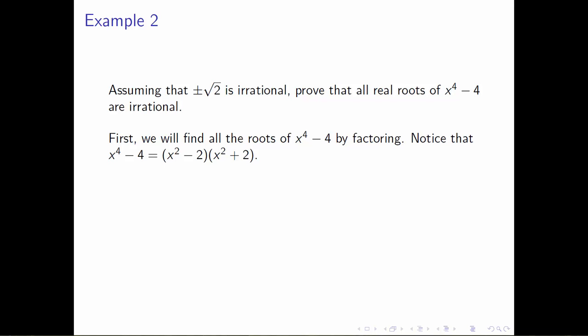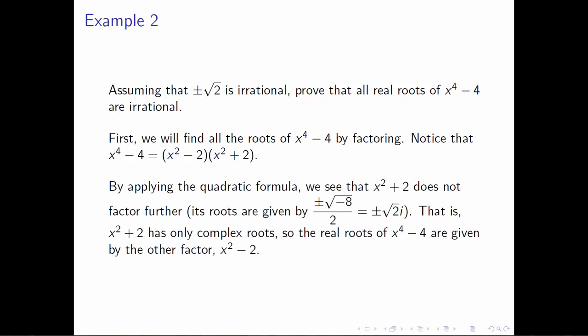First, let's go ahead and find all of the real roots of x to the fourth minus 4 by factoring. So in this first statement, what we're saying is, this is the procedure we're going to do. We're going to factor this polynomial, and we'll find the roots in this way. This is our methodology. So we notice that x to the fourth minus 4 is equal to x squared minus 2 times x squared plus 2.